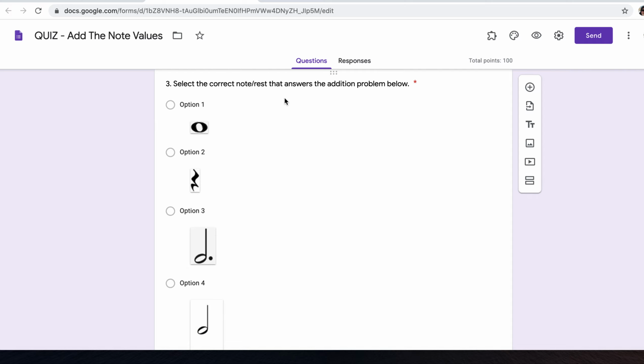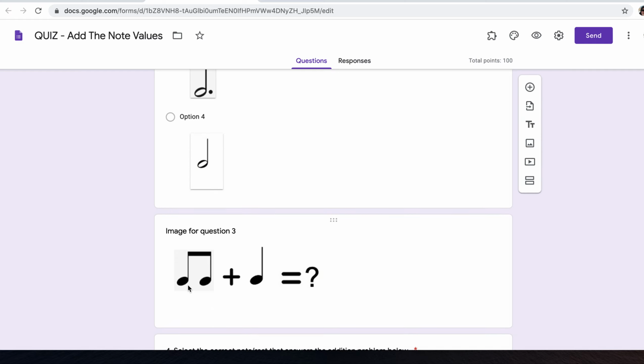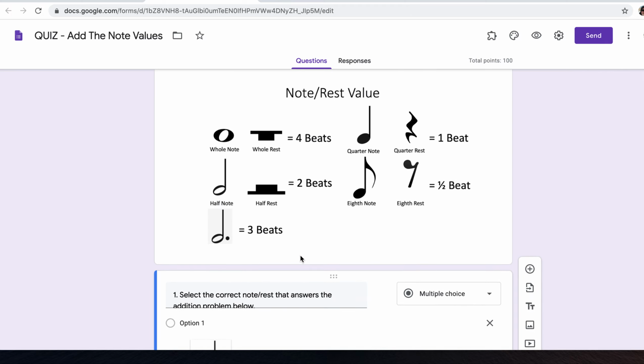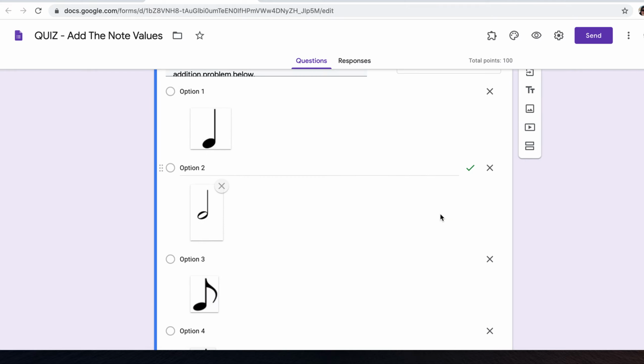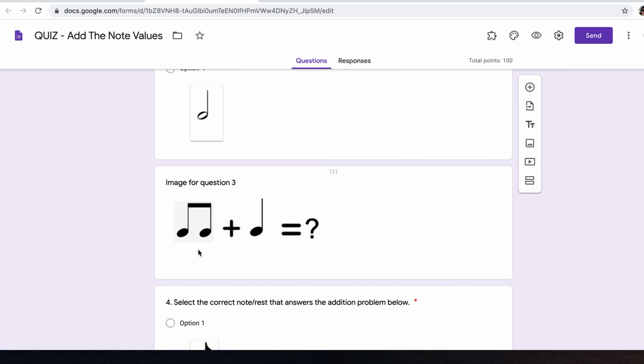Select the correct note rest that answer the addition problem below. So let's look down here. Okay, we've got paired eighth notes and we've got a quarter note. So let's go back up here. First of all, let's find an eighth note. An eighth note gets 1/2 a beat. So we go back down here and we say, okay, there's a 1/2 a beat and there's a 1/2 a beat. So 2 halves equal what? 1. That's correct. So this is 1 beat plus 1 beat. So 1 plus 1 equals 2.